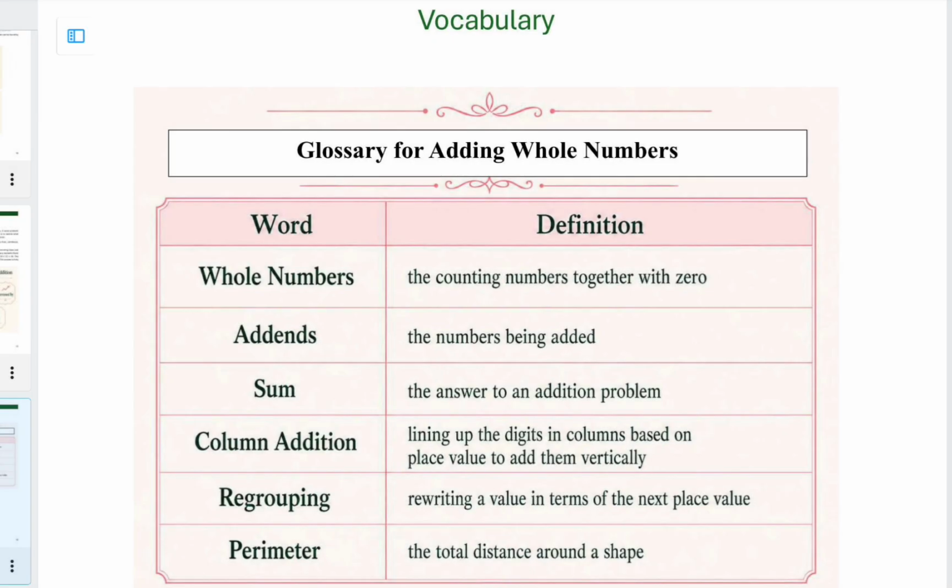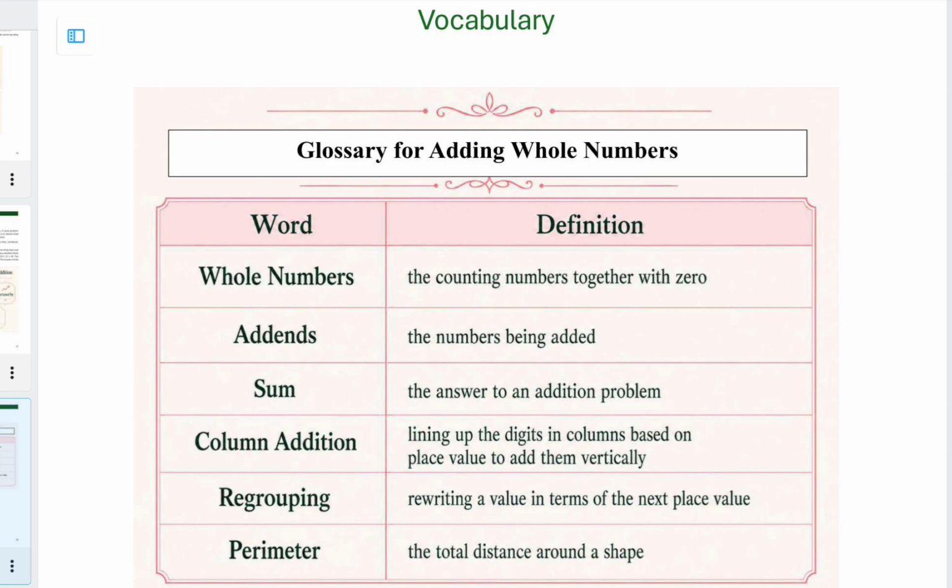Some common vocabulary for adding whole numbers. Whole numbers are the counting numbers together with 0. They do not include decimals, fractions, or negative numbers. Addends are the numbers being added. Sum is the answer to an addition problem.